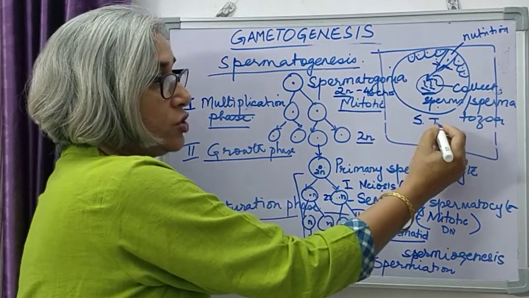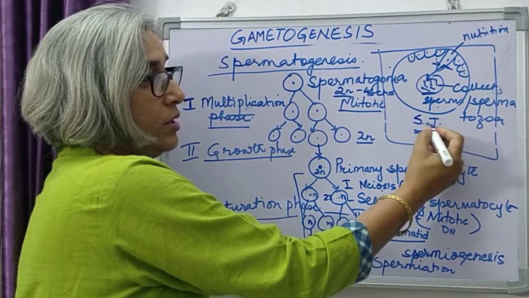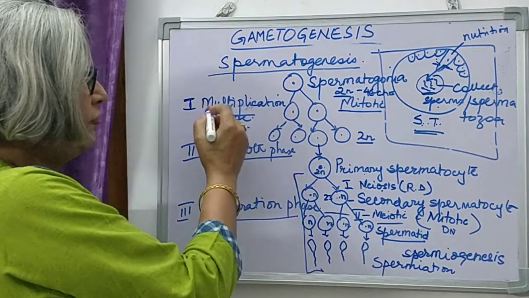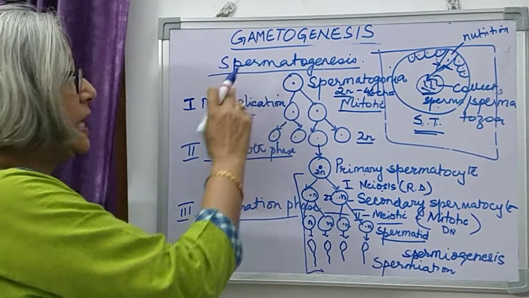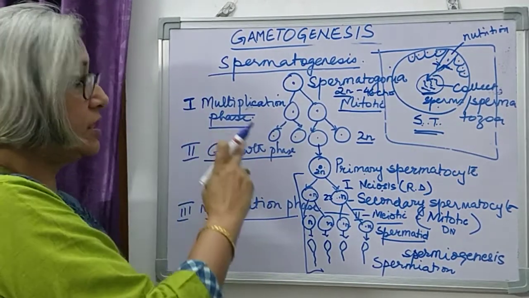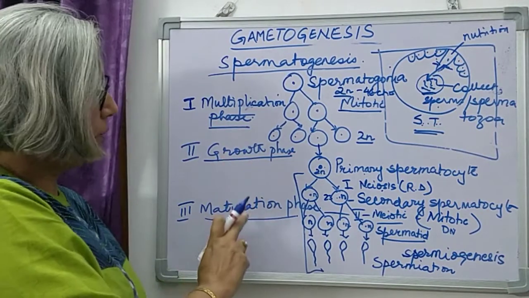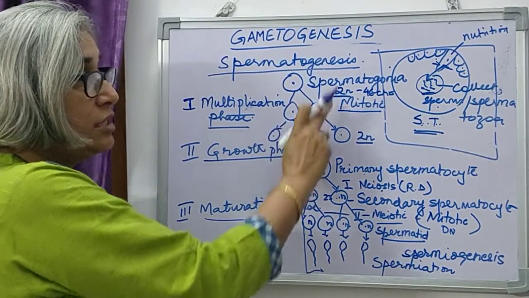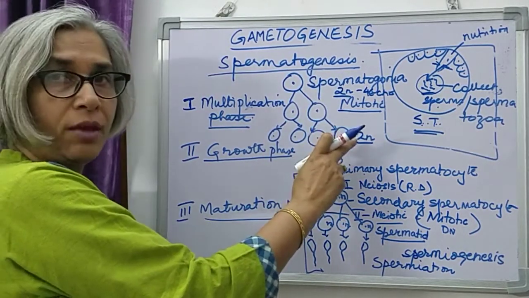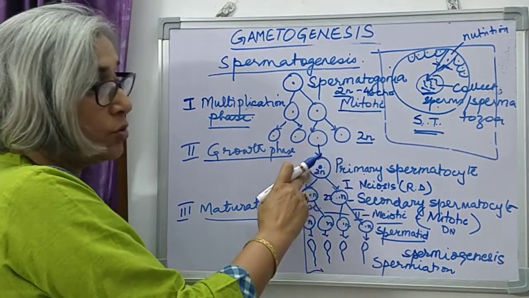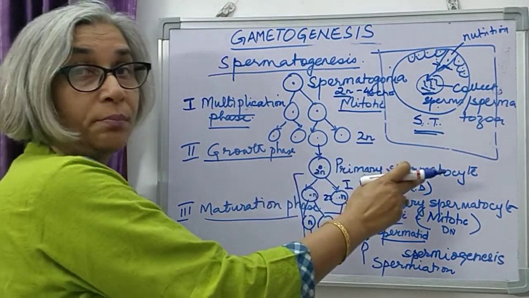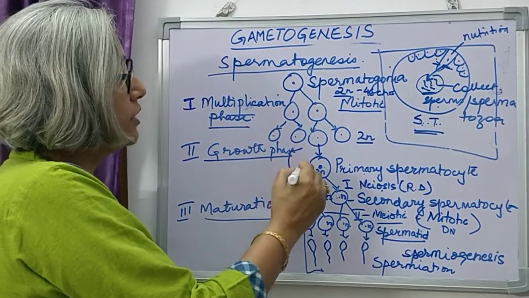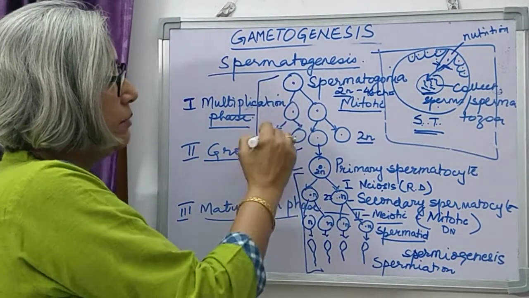This is a structure of one seminiferous tubule. And the three phases of spermatogenesis are number 1, multiplication phase, number 2, growth phase, number 3, maturation phase. Multiplication means several spermatogonia are formed. Each of them is diploid. One of them is going to grow up and form a primary spermatocyte. So this comes under growth phase. This is growth phase. This is multiplication phase.